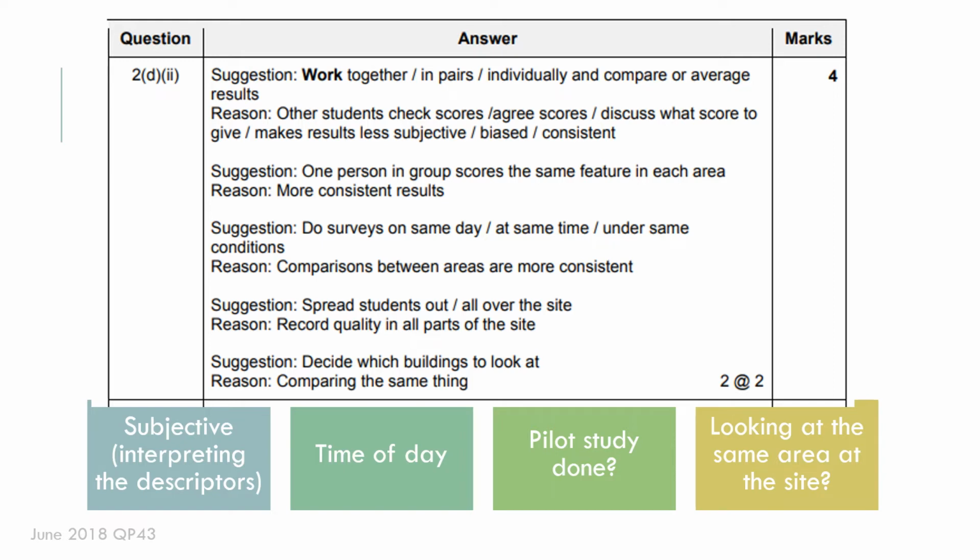So here, work together, decide as a group. One person in the group scores the same feature in each area, so they are always focused. So if you're in a group of 3, you divide who focuses on what, etc. So pause, and include these into how you can go about making your data more reliable.